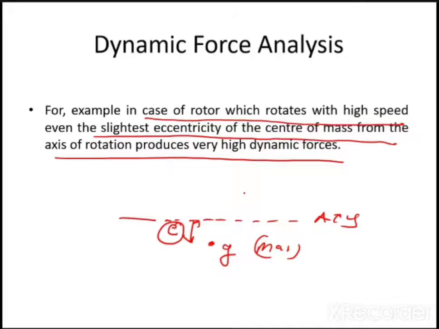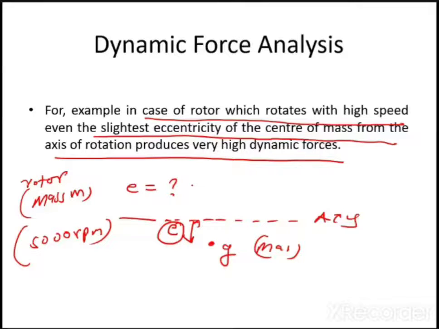reduce this eccentricity. So let us say that this particular rotor, having mass m, is rotating at a very high speed, let us say 5,000 rpm. And if you have some eccentricity, some centimeters, between the axis of rotation and the center of mass, there is a distance between these two. Then in that case, high dynamic forces will be produced. And then you have to take care.